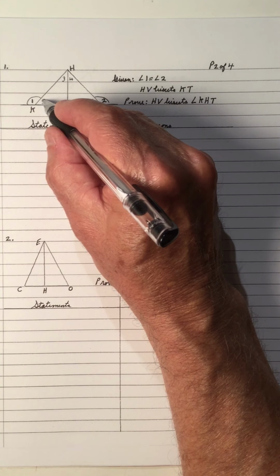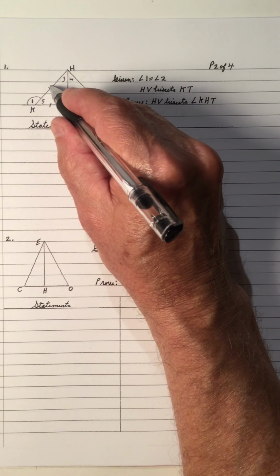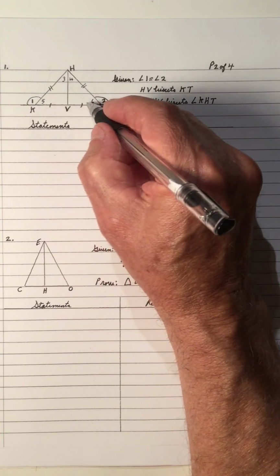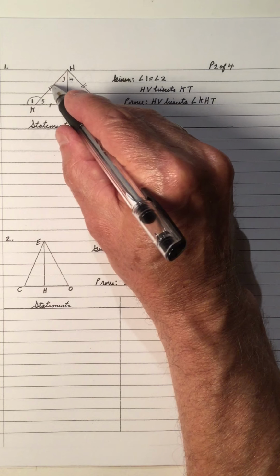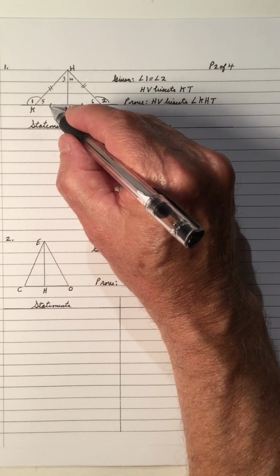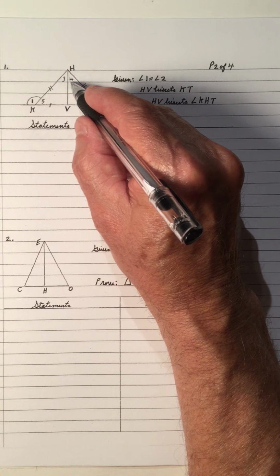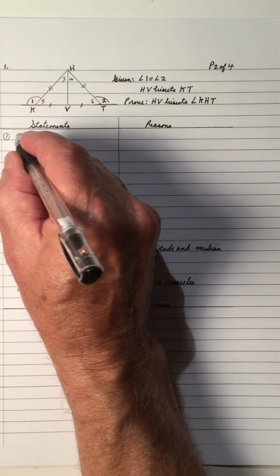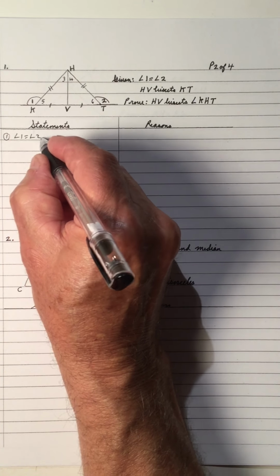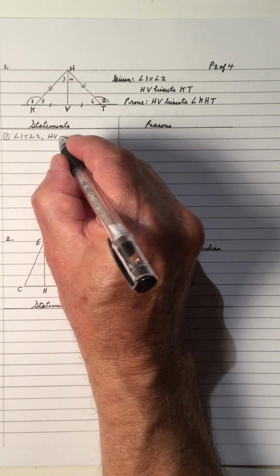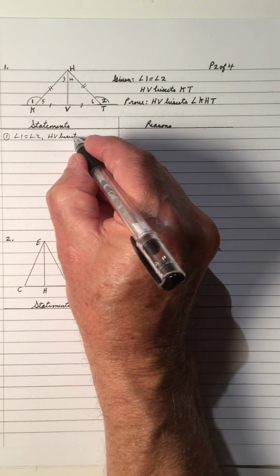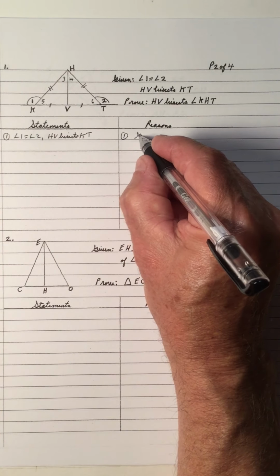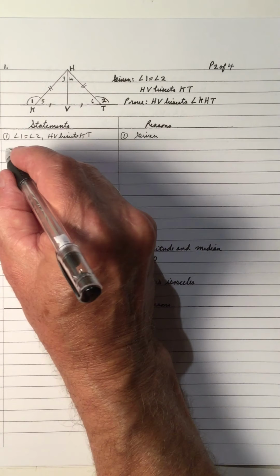So what we'll do, because we have 5 equals 6, we'll say that HK is equal to HT. Converse of ITT, two angles equal, two sides are equal. That gives us the triangles are congruent by SAS, and therefore 3 is equal to 4, CPCTC, and therefore it's a bisector. So here we go. Angle 1 equals angle 2, and HV bisects KT.